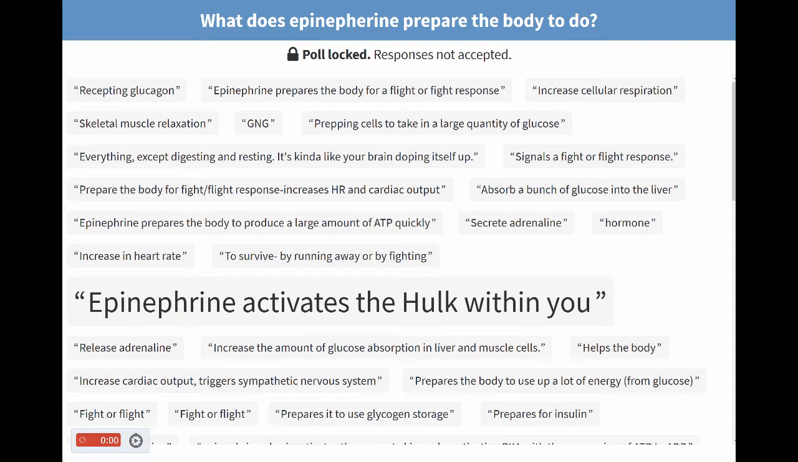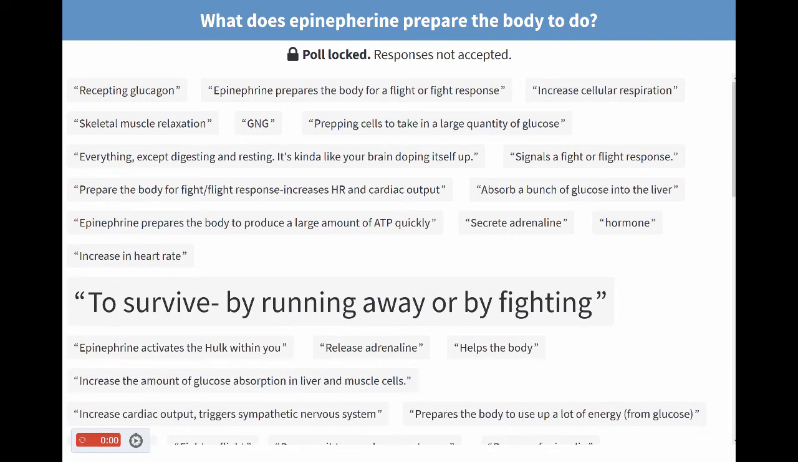Increased heart rate to survive by running away or by fighting. Exactly right. Something to that effect, okay? That would be just generally enough what I was looking for. Epinephrine, also called adrenaline, is going to prepare you to do something that maybe you wouldn't normally do.